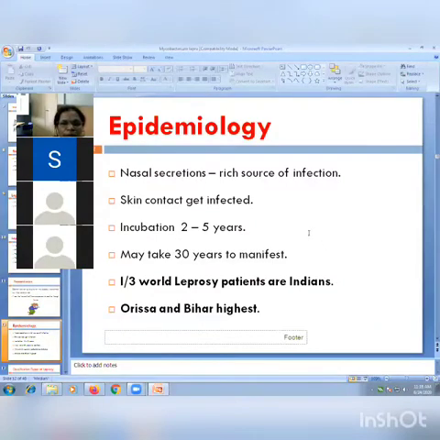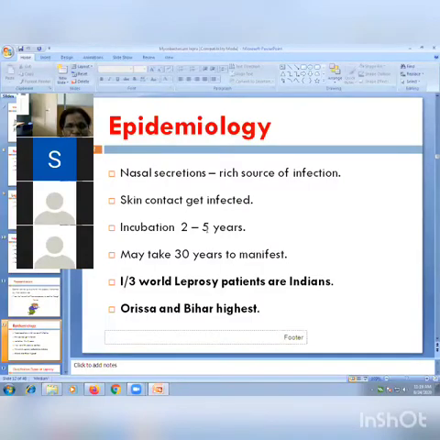So about the epidemiology of this disease, bacilli are present in more number in nasal secretions, and even skin contact. The patient is having skin ulcers. So when you get contact with the skin ulcers, the bacilli are present there, so you can get infected.